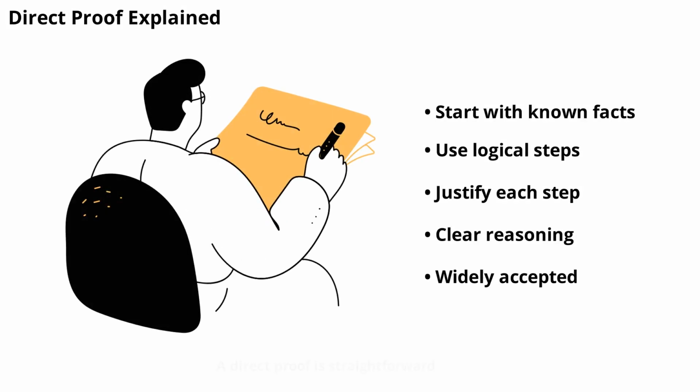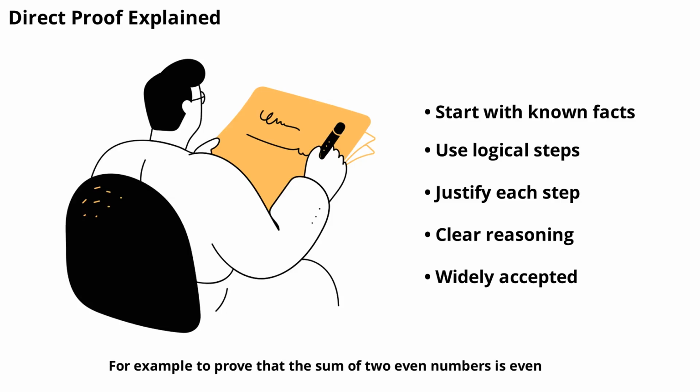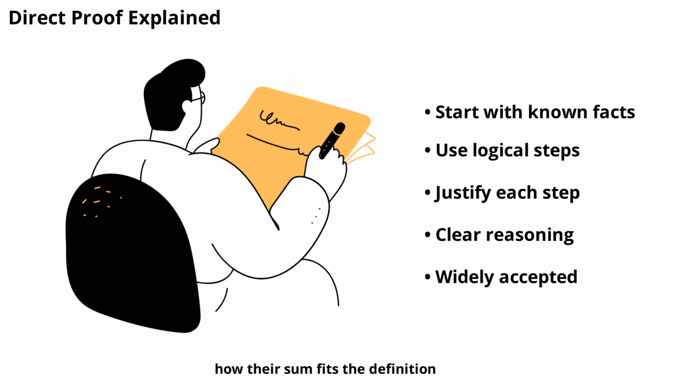A direct proof is straightforward. You begin with known facts or assumptions and use logical steps to arrive at the statement you want to prove. Each step must be justified and the reasoning must be clear. For example, to prove that the sum of two even numbers is even, you start by defining even numbers and then show step by step how their sum fits the definition. Direct proofs are often the simplest and most intuitive, making them widely accepted in mathematics.